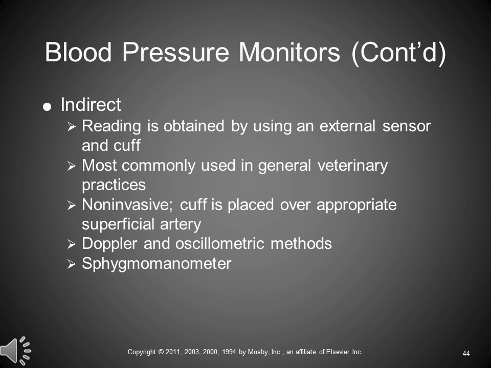What most of us use are indirect blood pressure monitors, and they really are pretty remarkably accurate. You use an external sensor and a cuff. Okay, these are what we use in most practices. They are non-invasive. You don't have to put a catheter in anywhere. You just place your cuff over the appropriate superficial artery, make sure it's where it's supposed to be, right size cuff, and you turn on the machine and it starts spitting numbers at you. And like I say, the advent of some of the newer, better machines really has produced some good, accurate results.